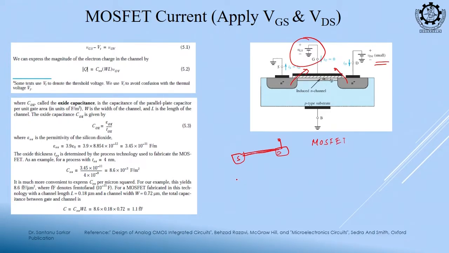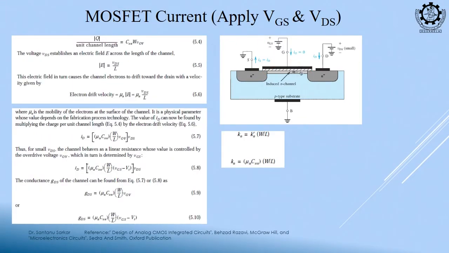So, this MOSFET will only work above VTH. The VGS, the voltage above the threshold voltage, is known as the overdrive voltage. This terminology is known as the overdrive voltage, VGS minus VT. So, we will discuss the current equation.